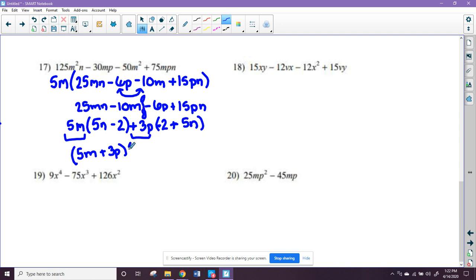and then rewrite one of the parentheses. I'm going to write the first one because it has the variable first and it looks a little nicer. But either one works because they are the same thing, just reversed order. And now we factored it.